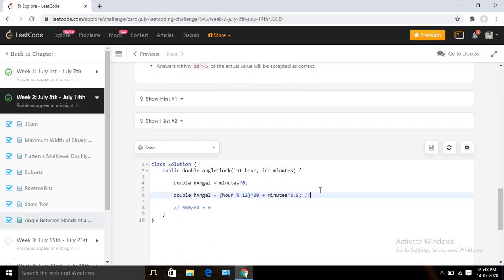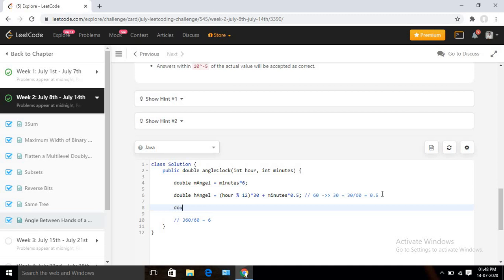Let me write the logic here also. In 60 minutes the angle is 30 degrees. Similarly, for 1 minute it should be 30 by 60, which makes 0.5. So that is the logic. We are done with that. This is the main logic we need to calculate.